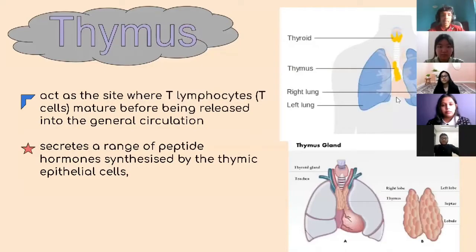Next, we have the thymus gland. The thymus is a primary lymphoid organ recognized as having both immune and endocrine functions. Its major immune role is to act as the site where T lymphocytes mature before being released into general circulation. As for its endocrine function, the thymus gland secretes a range of peptide hormones synthesized by the thymic epithelial cells.